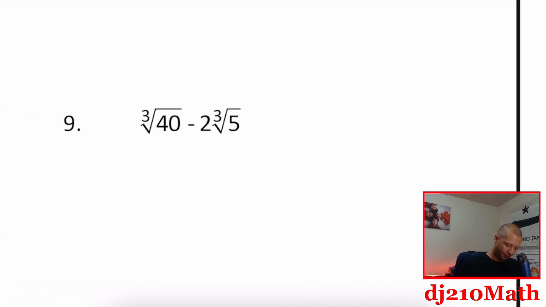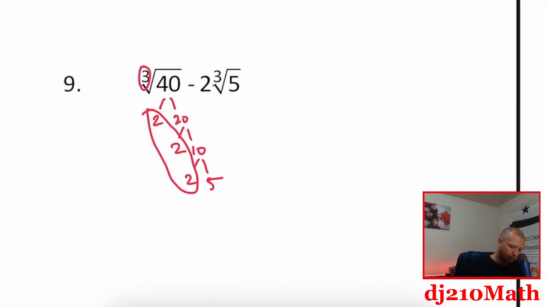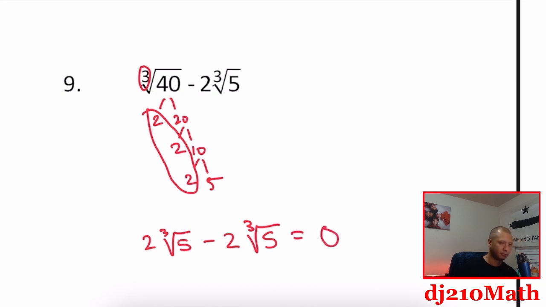Okay. We have cube roots. So they match, right? At least the cubes do. So now they just need to have the same label. So 40 is really 2 times 20, 2 times 10, 2 times 5. So the triple, right, because it's a cube root, is going to be 2 cube root 5 minus 2 cube root 5. That's silly. 2 minus 2 is going to be 0. Why do they do that?